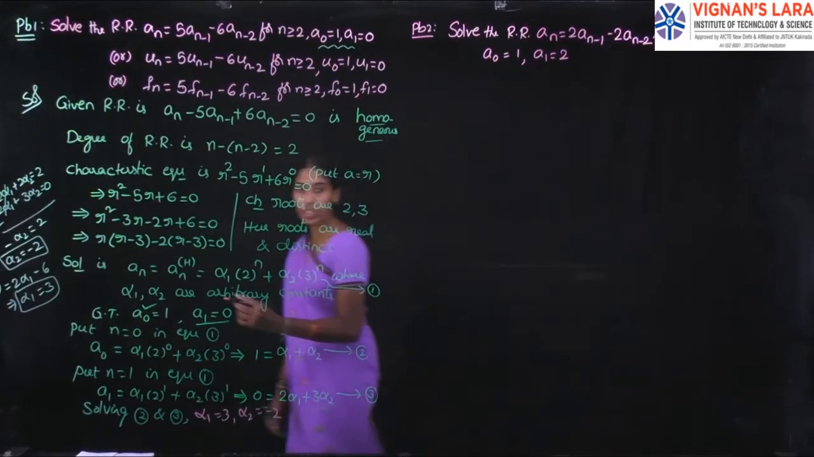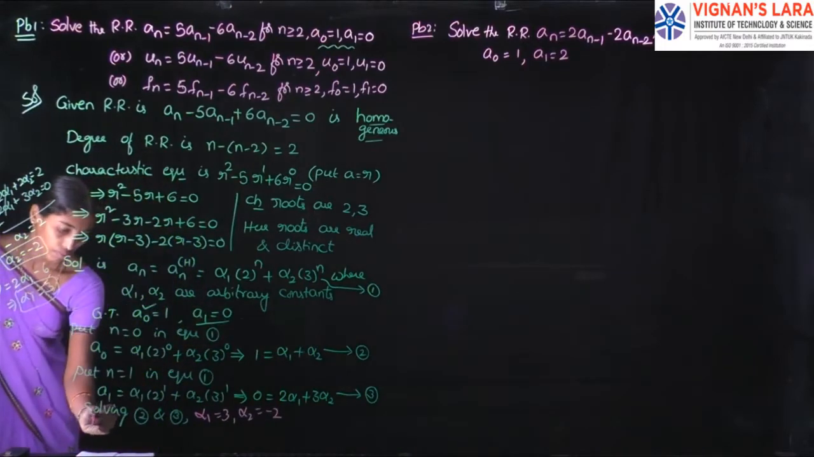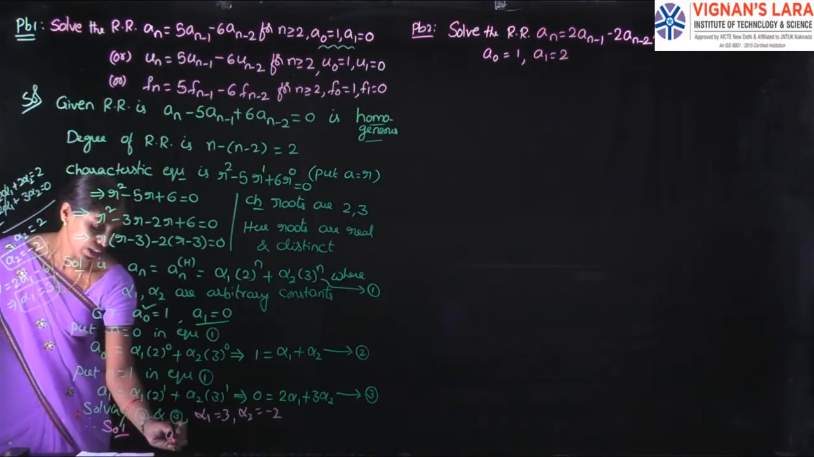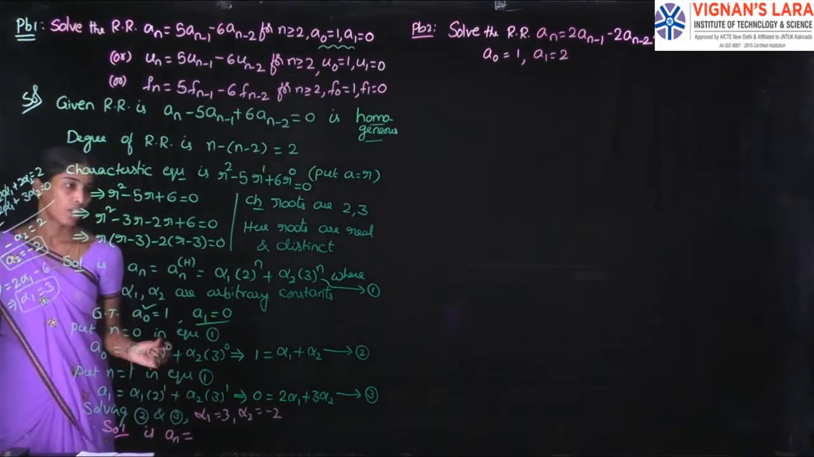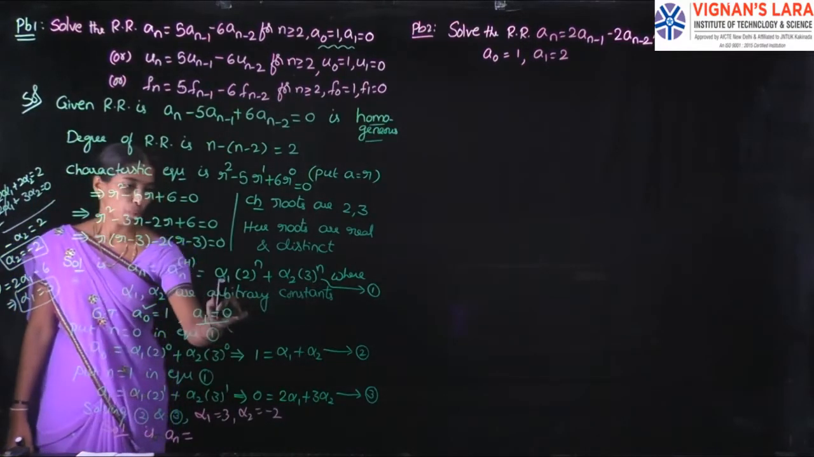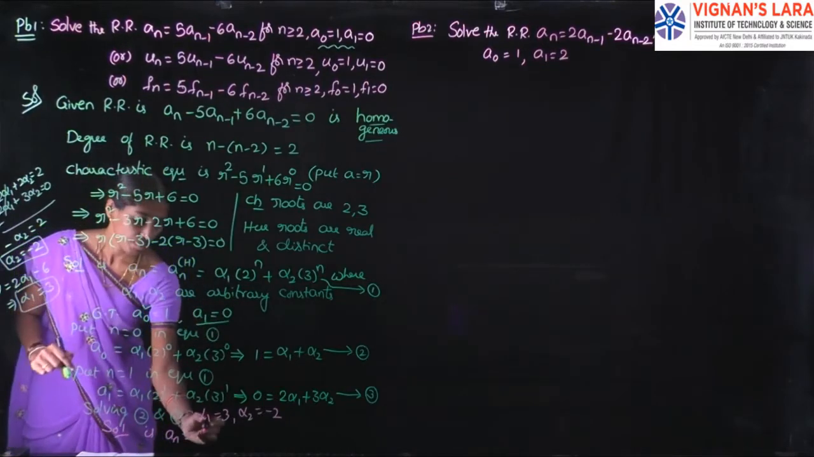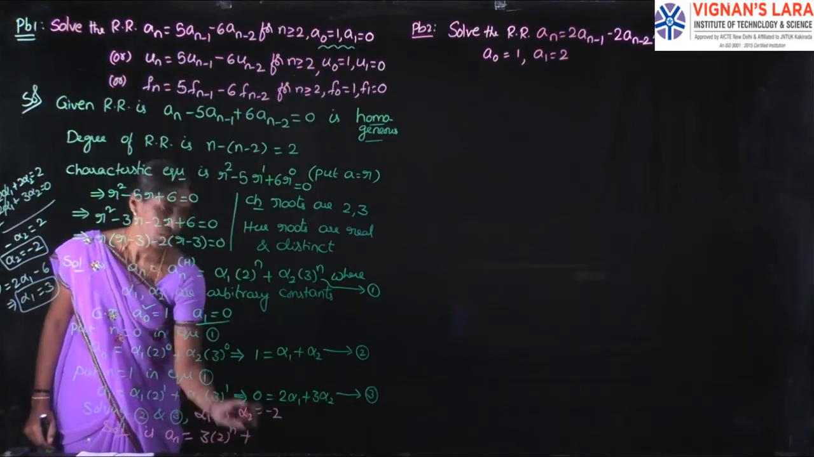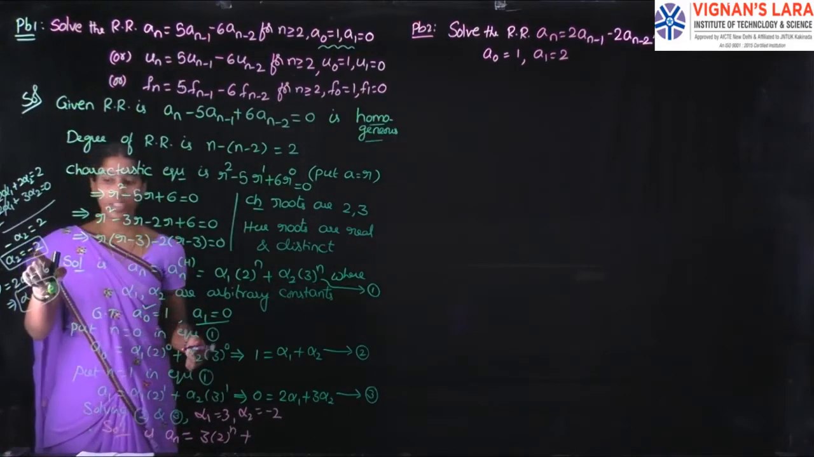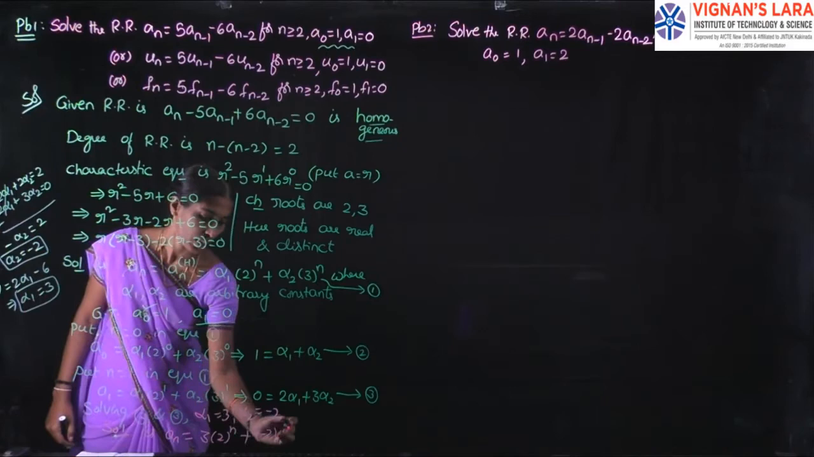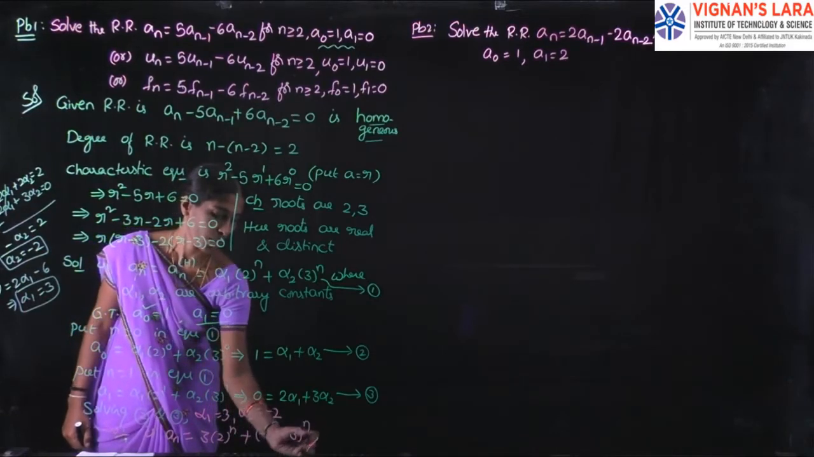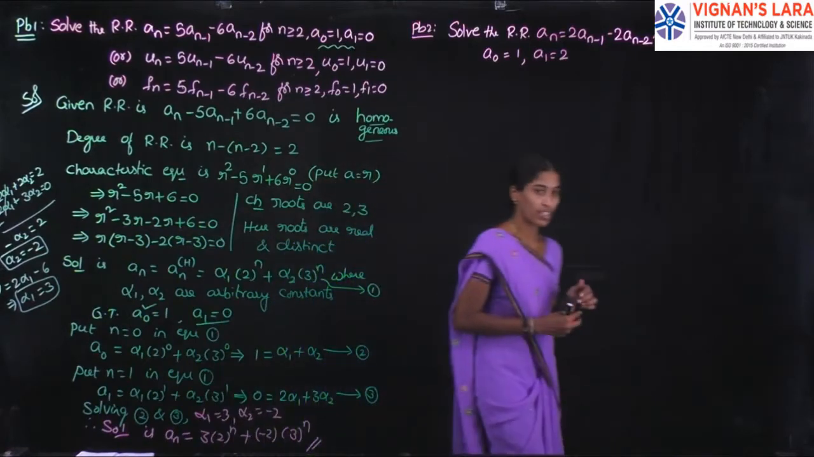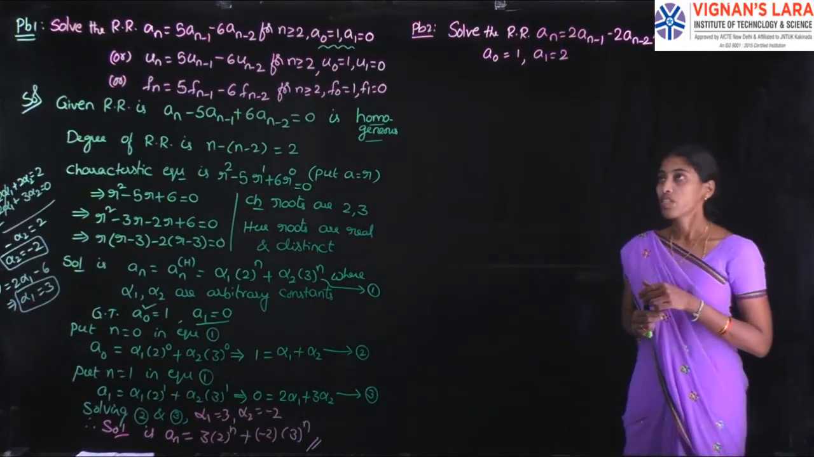So solution is An is equal to, from equation 1, put alpha 1 is equal to 3. 3 into 2 power n plus alpha 2 value is minus 2 into 3 to the power n. This is the way of solving the homogeneous recurrence relations, right? Now, we will see the next problem.